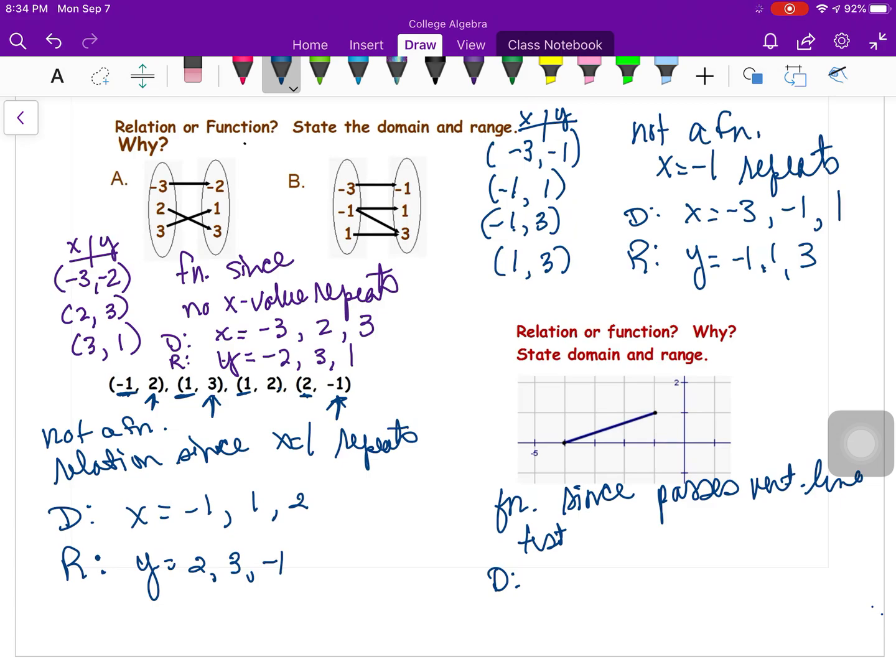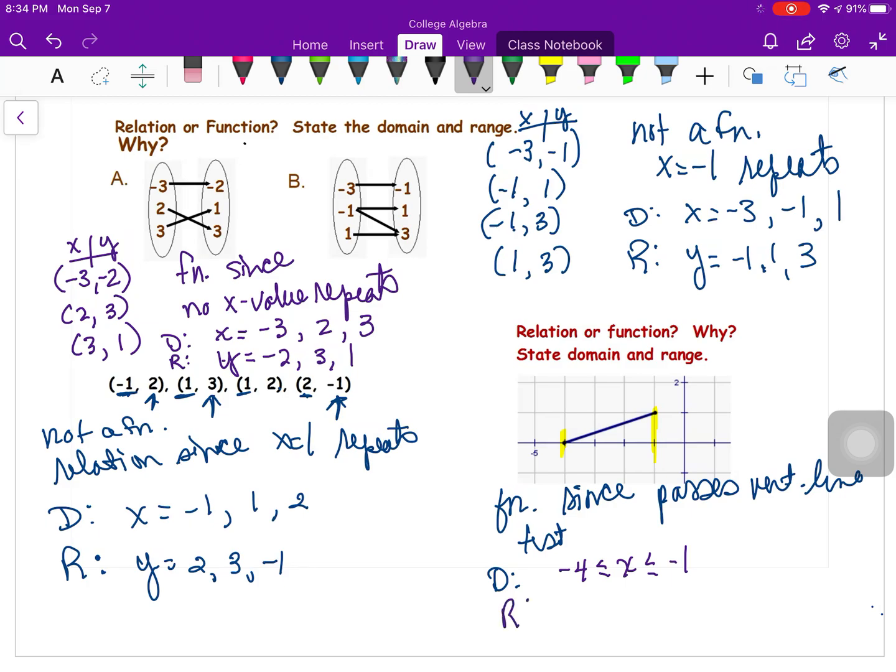My X values used. So my first X value used is right here, left to right, -4. My last X value used is 1, and it is all the values in between. So we say -4 is less than or equal to X, which is less than or equal to -1.